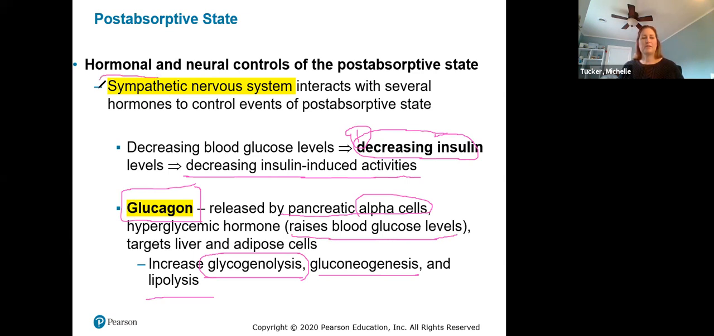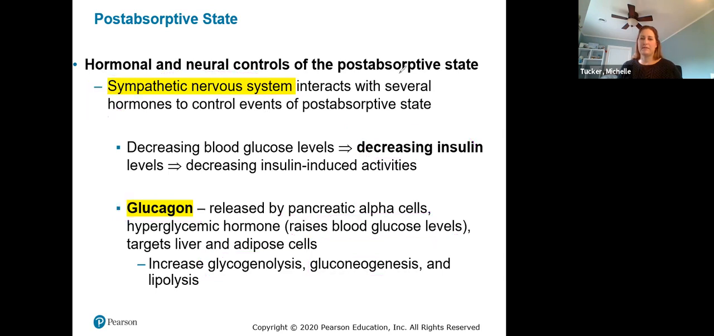The sympathetic nervous system is our third player. So 1, we have decreasing insulin. 2, we have increasing glucagon. And 3, we have increased sympathetic nervous system activity. This can be in response to exercise. It can also be in response to anxiety or stress. And that is going to play a role in the post-absorptive state also.